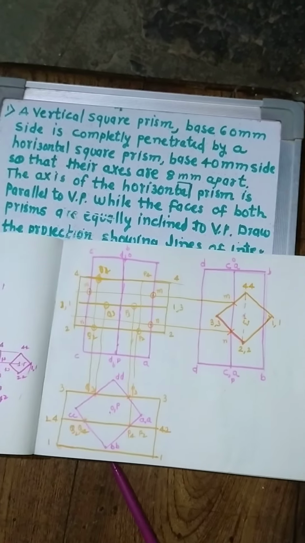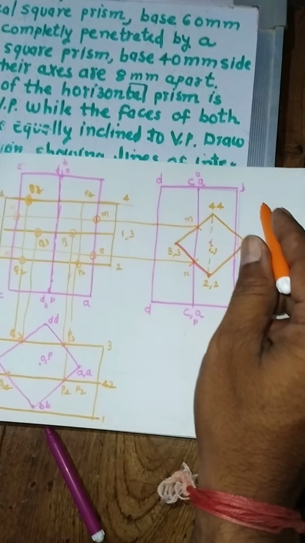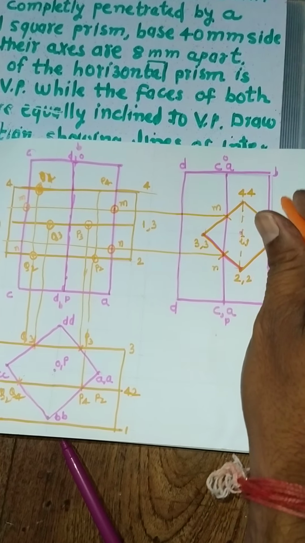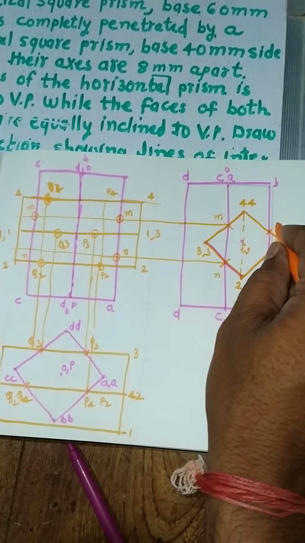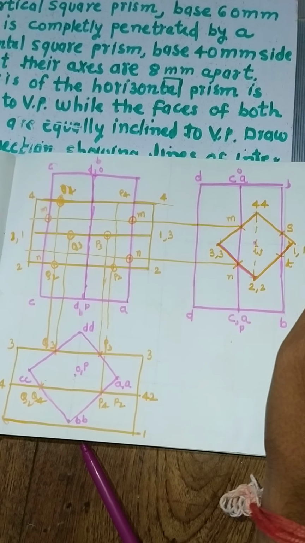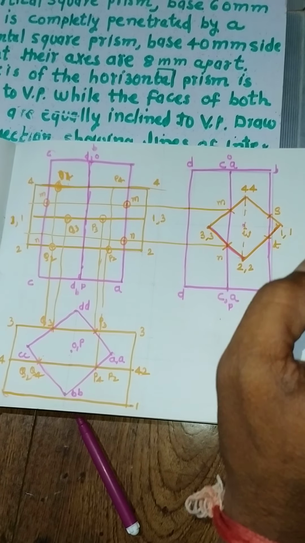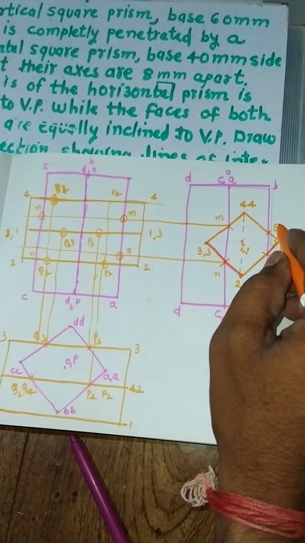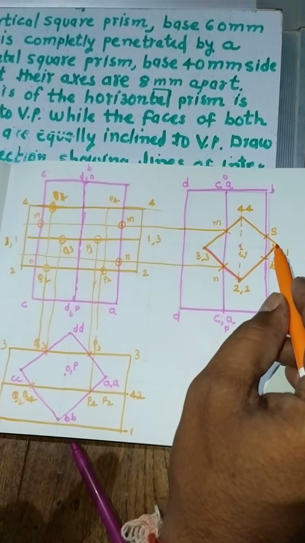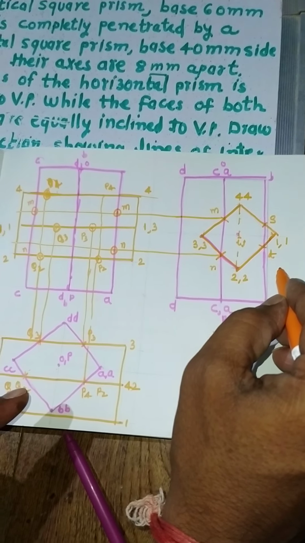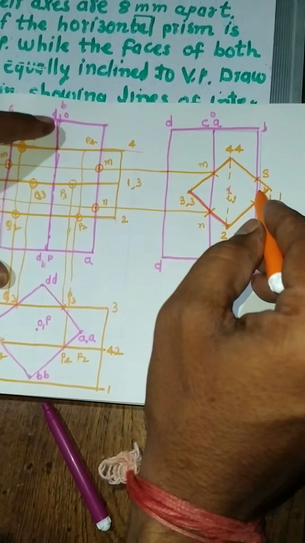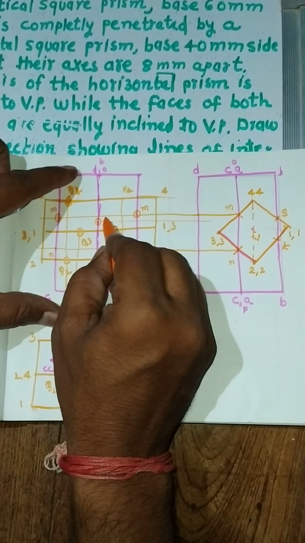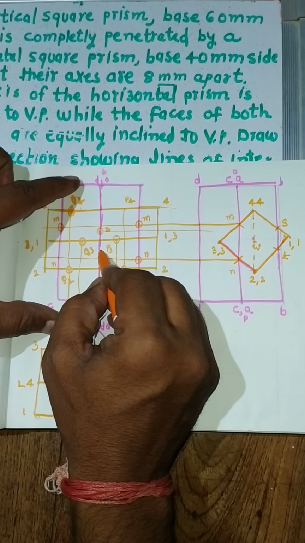Now it also cuts the vertical edge BB. This is the point BB. The horizontal solid shown in yellow color also cuts it, and I will name the points S and T. It cuts the vertical edge BB, and where it cuts I have named S and T. So I transfer these S and T, lying on the vertical edge BB in the side view, to the front view. This is the point S and this is the point T.